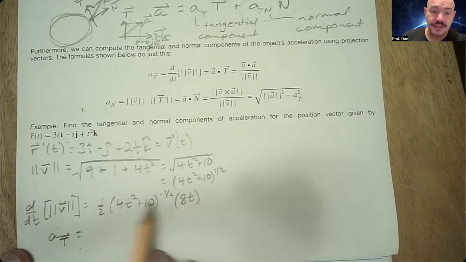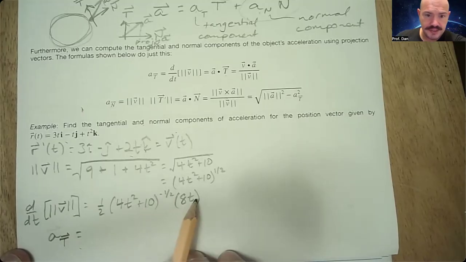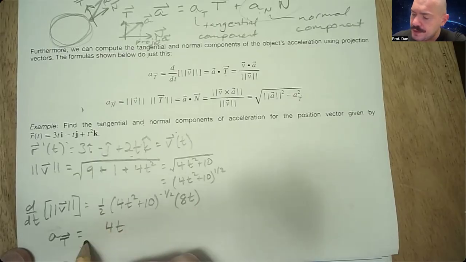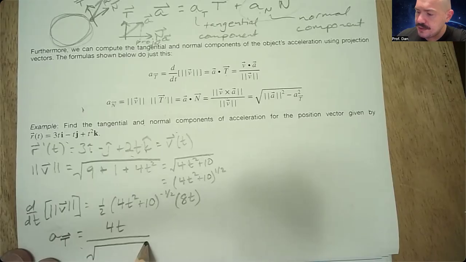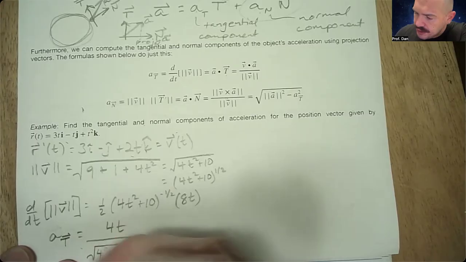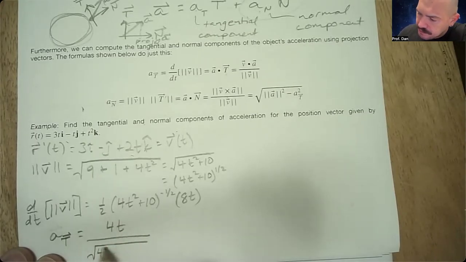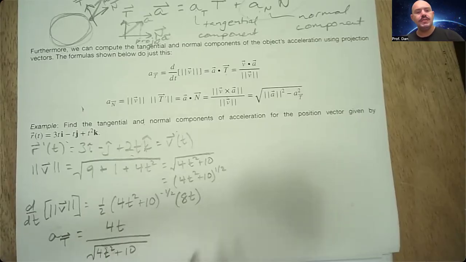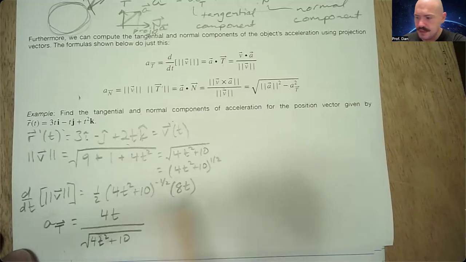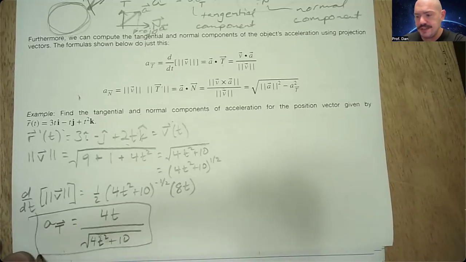Remember, you cannot do anything with this. It's raised to a power, right? This is not, so I can multiply the 1/2. And I get 4t divided by the square root of 4t squared plus 10. Right, so this is going to be the tangential component of my acceleration.